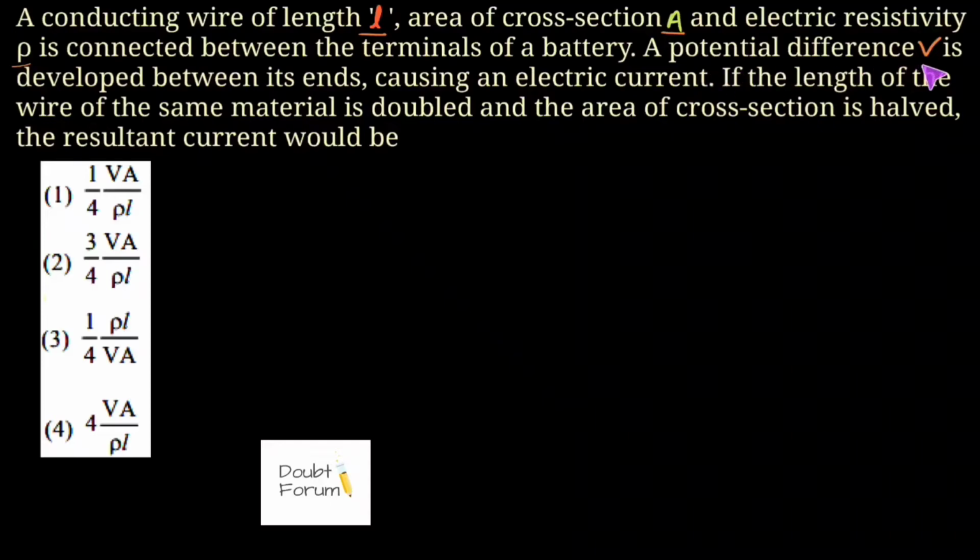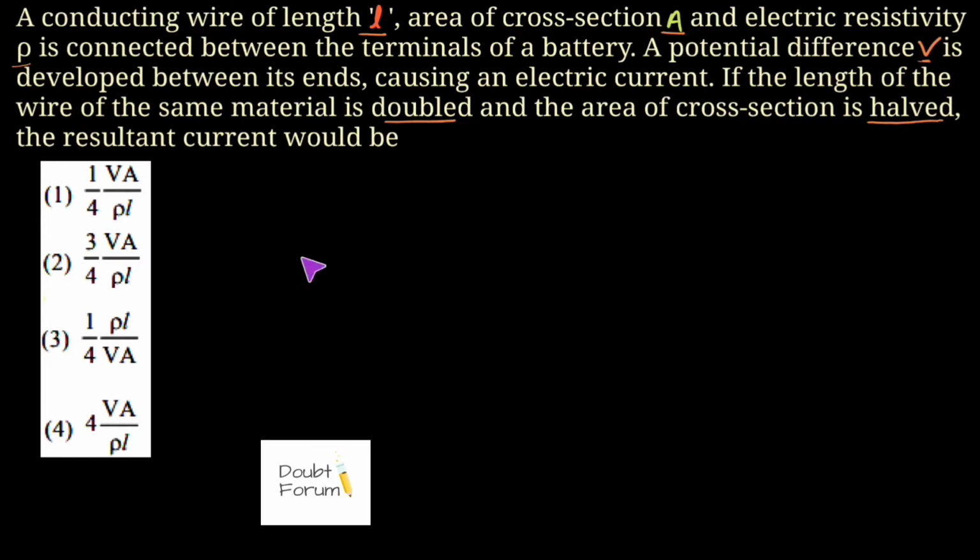A potential difference V is developed between its ends, causing an electric current. If the length of the wire of the same material is doubled and the area of the cross section is halved, the resultant current would be, and here 4 options are given.